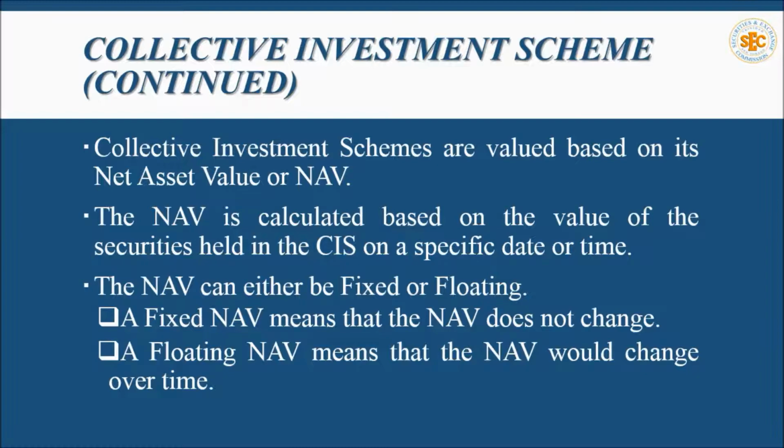A fixed NAV means that throughout the life of the CIS, the price per unit or share will not change unless otherwise agreed to by the unit holders or shareholders of the CIS. A floating NAV means that the price per unit or share would change depending on the value of the securities held in the CIS.